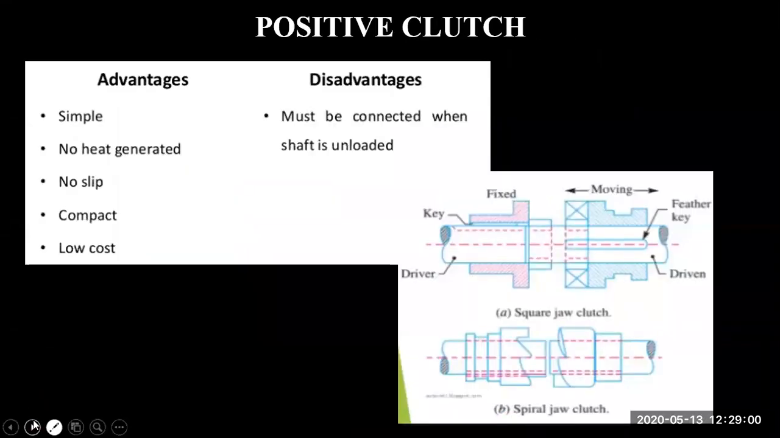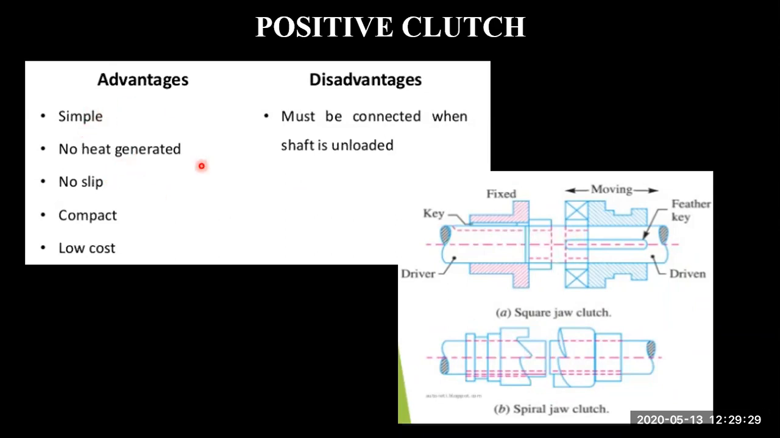No advantages and disadvantages, I think it is inherent. You can see here the section view of the positive drive clutch. You can use either square jaw or spiral jaw. You can see the jaws here, which are gradually engaged onto the flywheel. The blue ones on the right side are connected to the transmission shaft, and the left ones are with the flywheel. So advantages are it is simple.